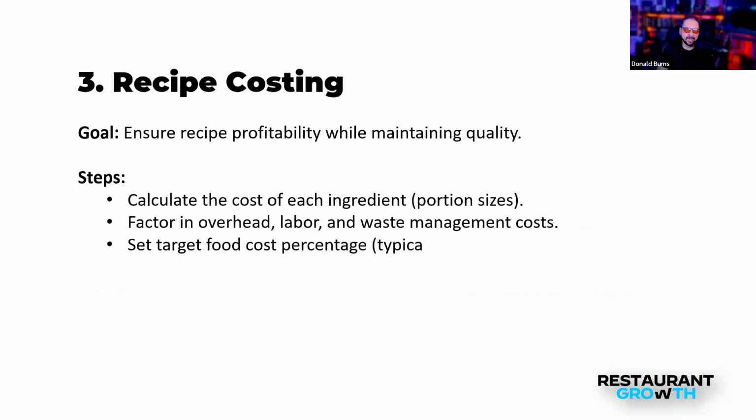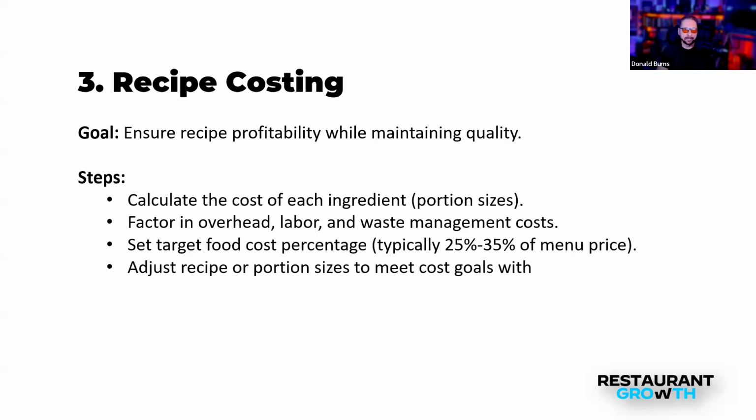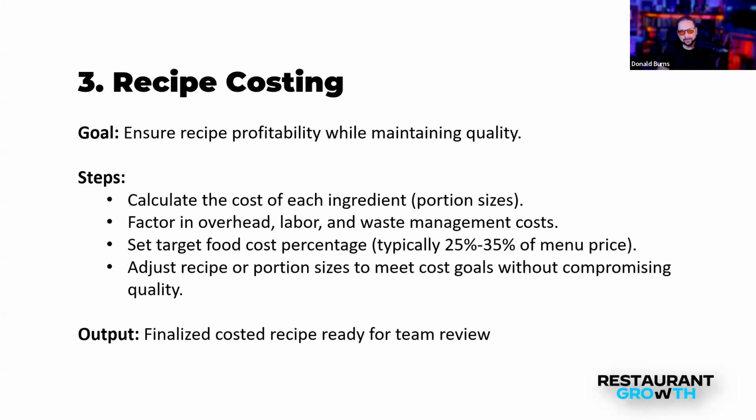You've got to cost out every ingredient based on the portion size. Factor in your overhead, labor, waste management, all that stuff. I like to set my targeted food cost. If I'm trying to run somewhere between 25 and 35, I'm going to have a rough estimate, but again, it's just a guideline. It's not set in stone. I'm going to adjust my portions and my recipe card to make sure I hit my cost goals without compromising the quality. Right. Finalize costed recipes. Get ready for team review.